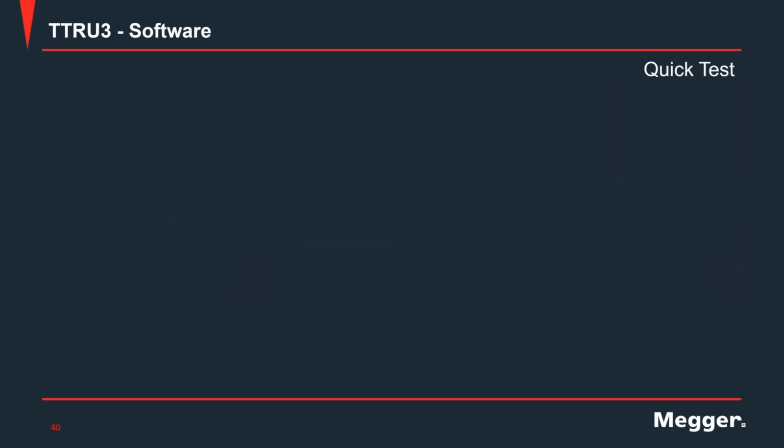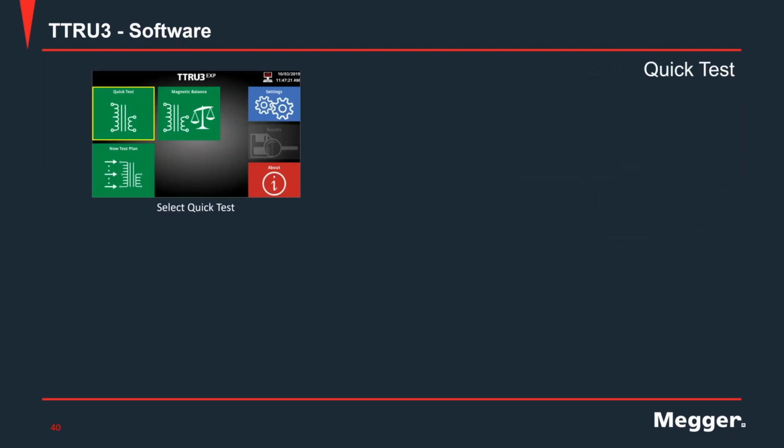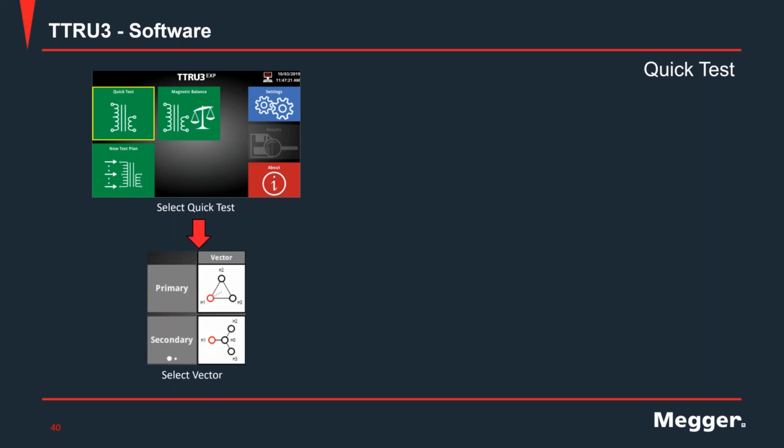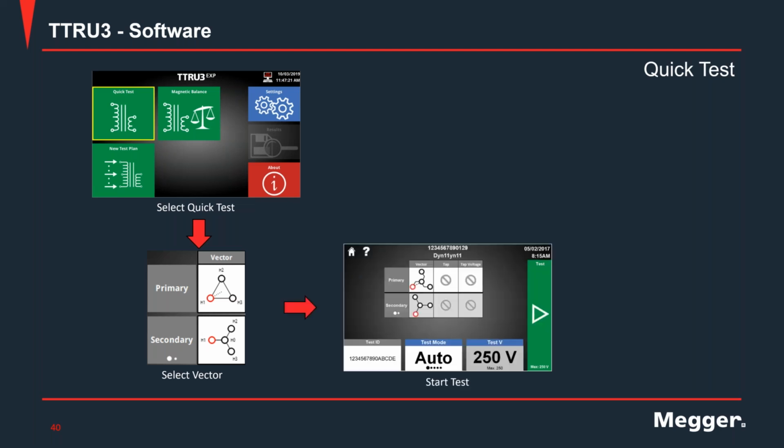So let's look first at the quick test, right? A very efficient way to run a measurement, especially in those situations of urgency. When I go to that screen, the first selection I have to make is just the vector that I'm testing. In this example, a DYN1. So I select my vector, I get to this screen and I'm ready to test. I don't need to specify anything else.